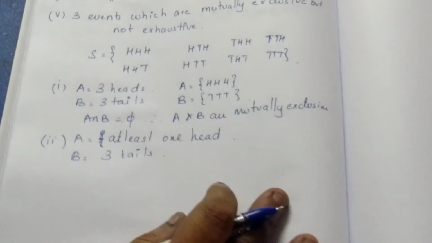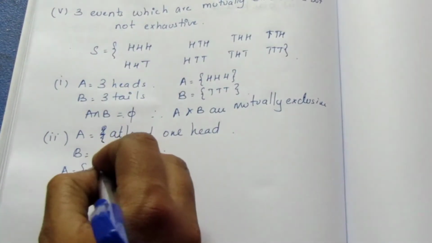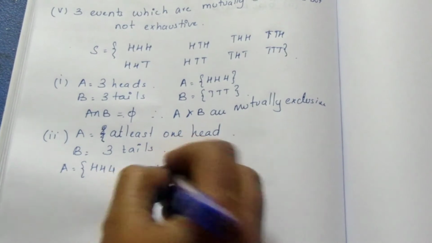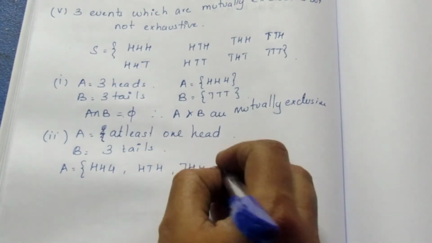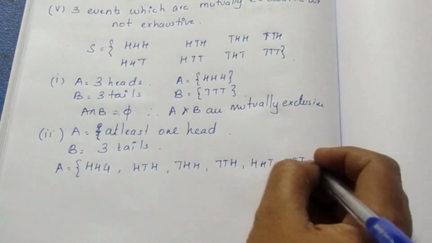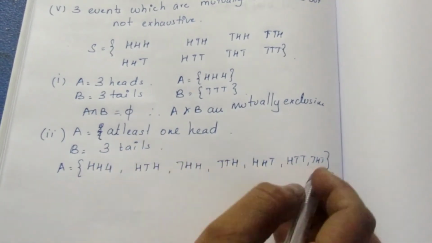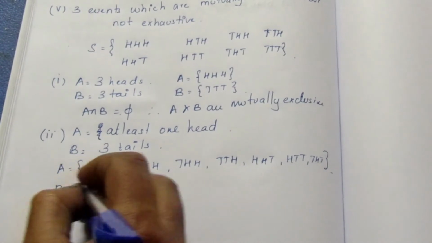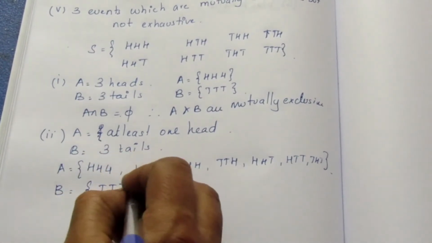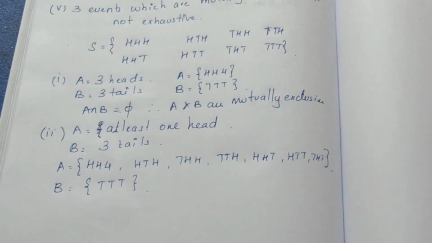Now at least 1 head means 1 or more heads. So you will have HHH, HTH, THH, TTH, HHT, HTT and THT. At least 1 head means it will have 1 head or more than 1 head. Now for B we have taken 3 tails. Now you see there is no intersection between A and B, and also if we take A union B, it will show you your sample space.